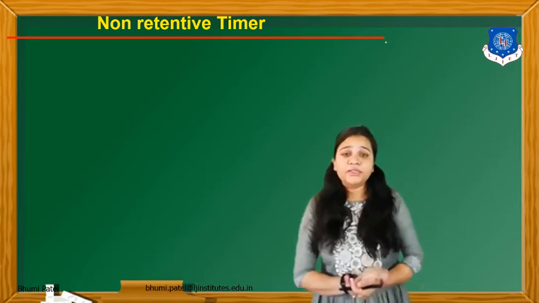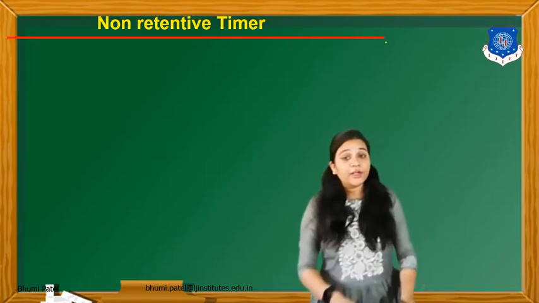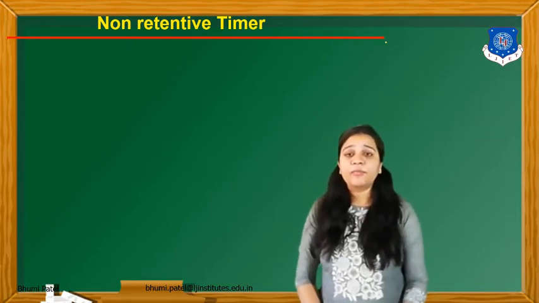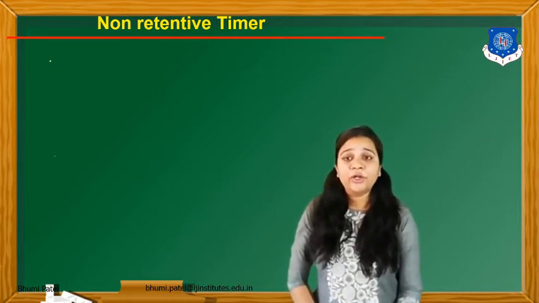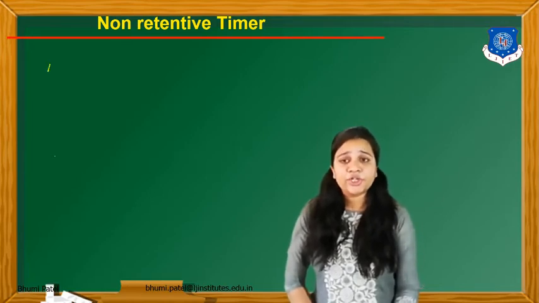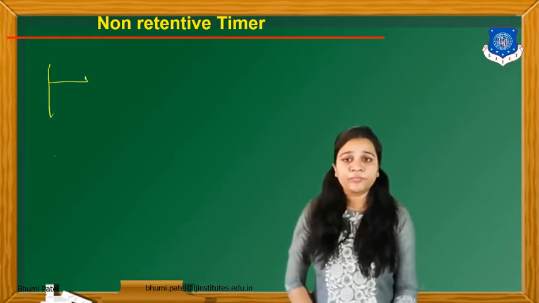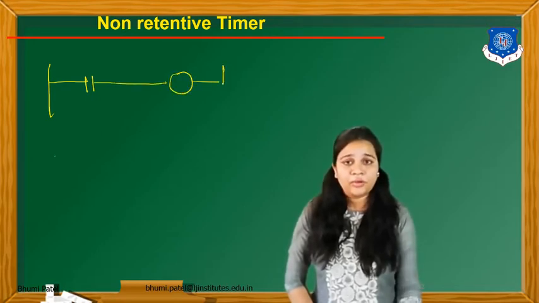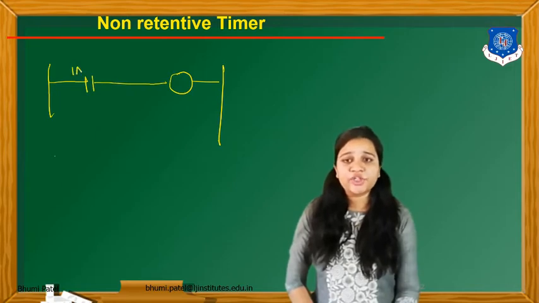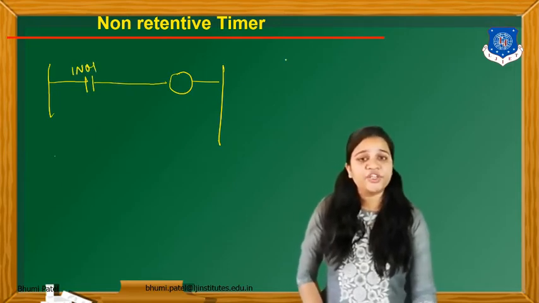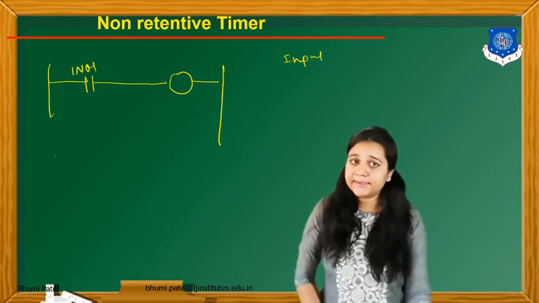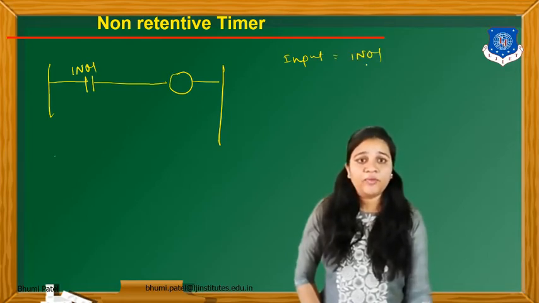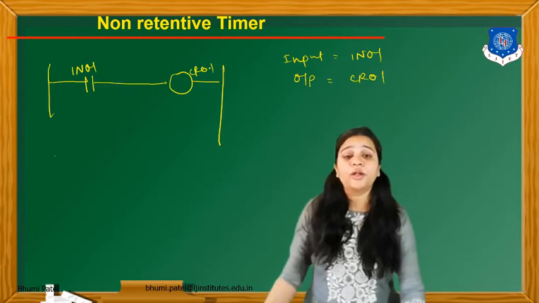The first type of timer is the non-retentive timer. What is the ladder diagram of the non-retentive timer? In the non-retentive timer, we use just one input and one output. Suppose we connect a switch, the input switch named IN01, and one output named CR01. Here we have used a non-retentive timer.